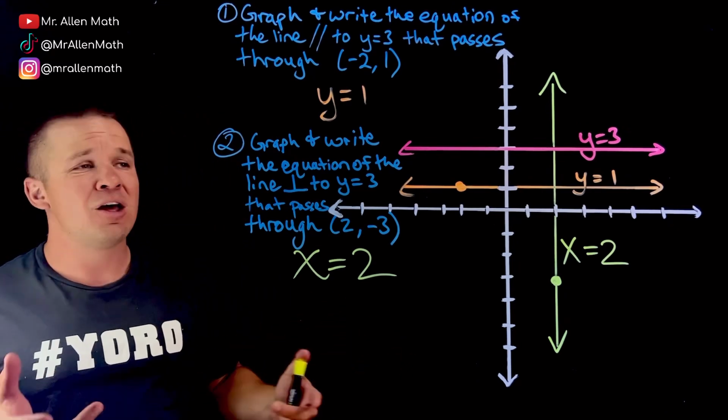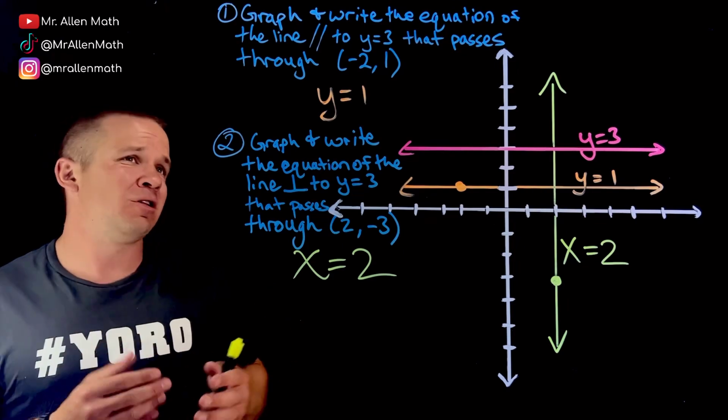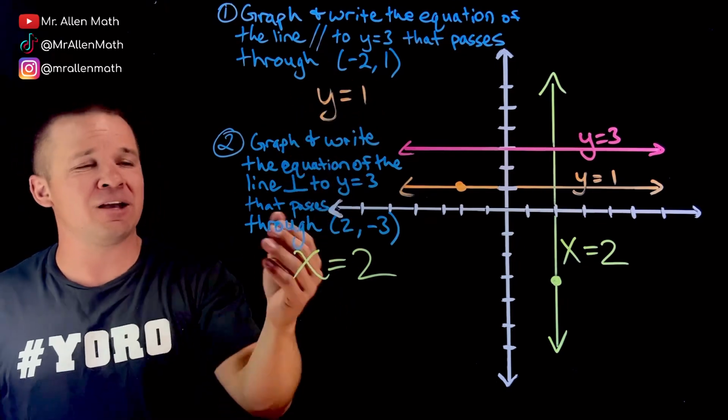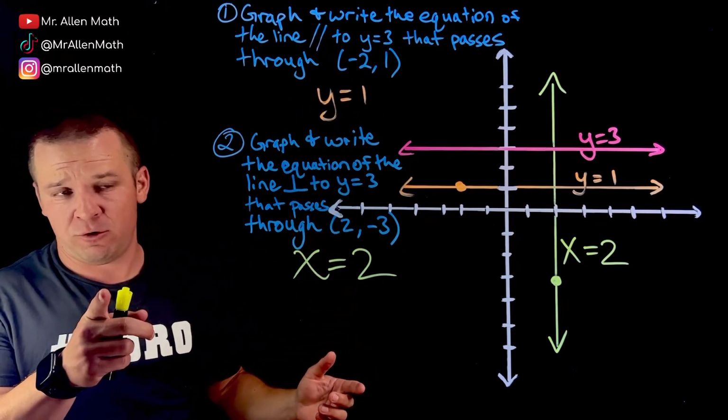That's beautiful, guys. Horizontal, vertical lines. We got parallel. We got perpendicular. We got awesome math, dope math, if you will.